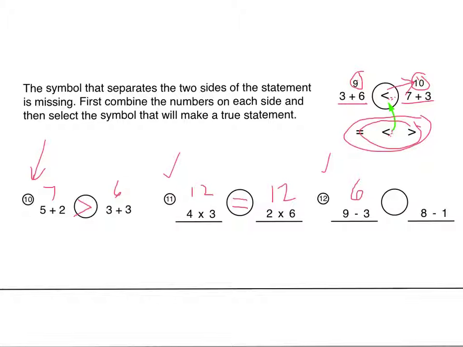9 minus 3 is 6. 8 minus 1 is 7. 7 is larger, so we put the less than symbol. This one's called greater than. This one's called less than because we read from left to right. 7 is greater than 6. 6 is less than 7.